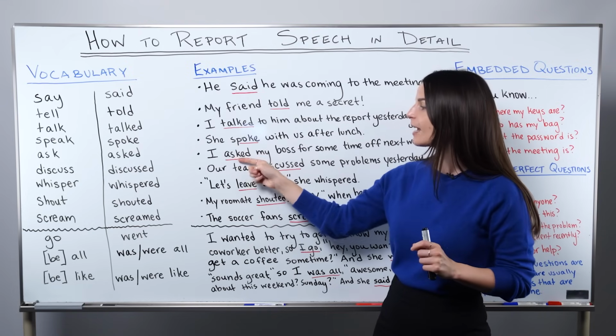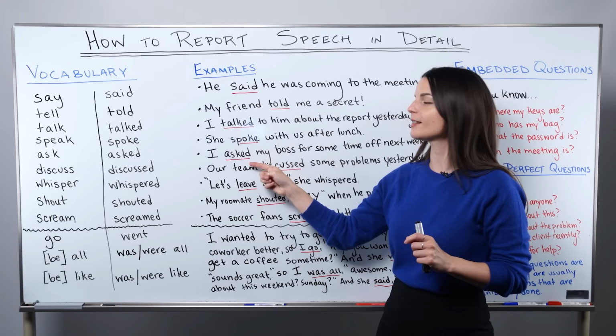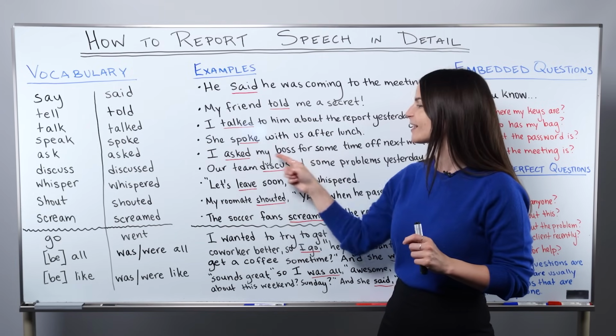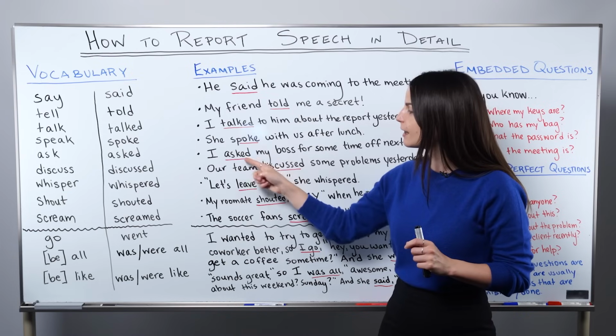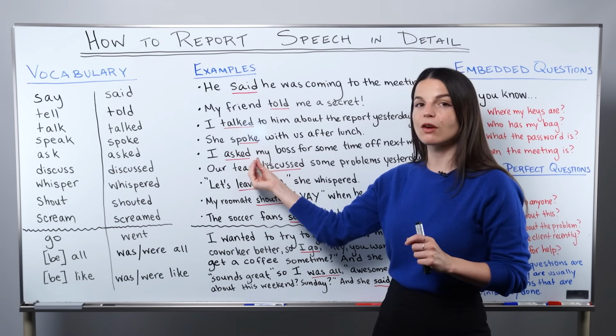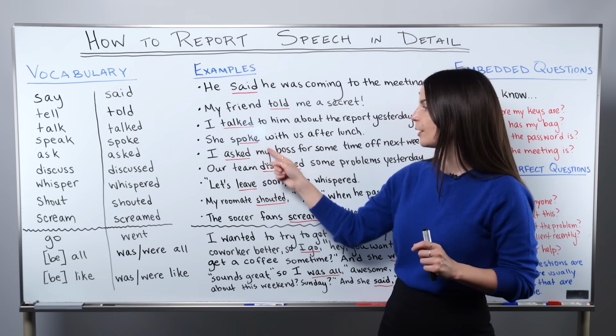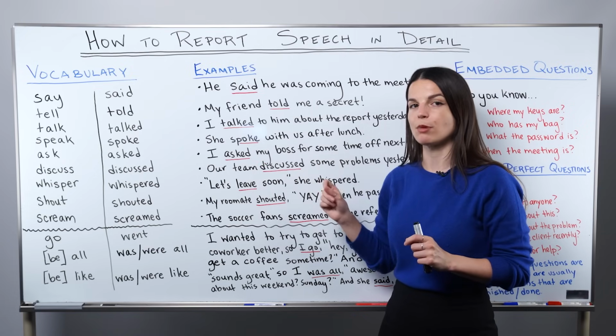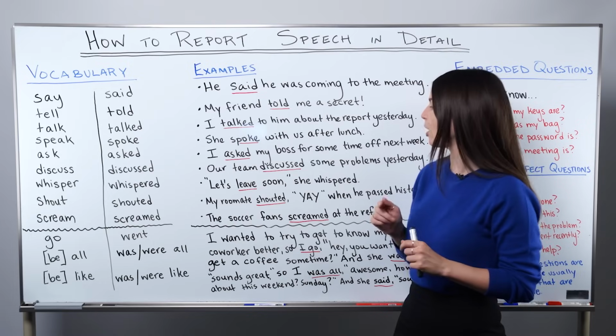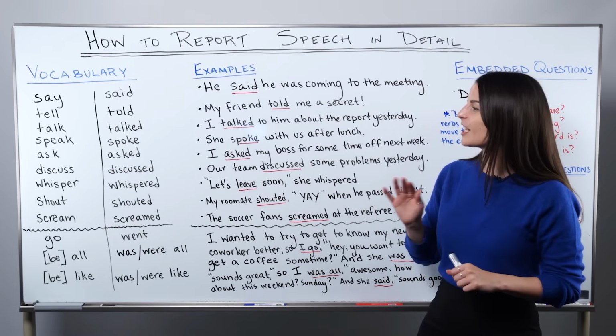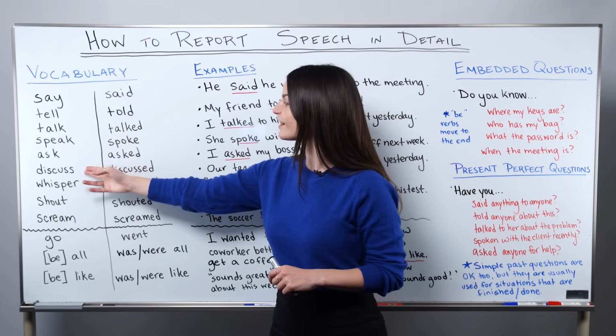So this asked is so quick, it sounds like, I asked my boss. So it's like the D sound gets very, very small. I asked my boss. So try to reduce this sound down. Not I asked my boss, but I asked my boss for time off next week. Okay, let's move on to the next verb, which is discuss.